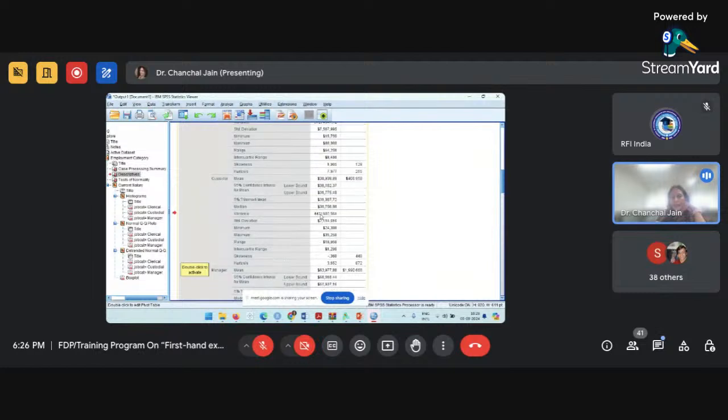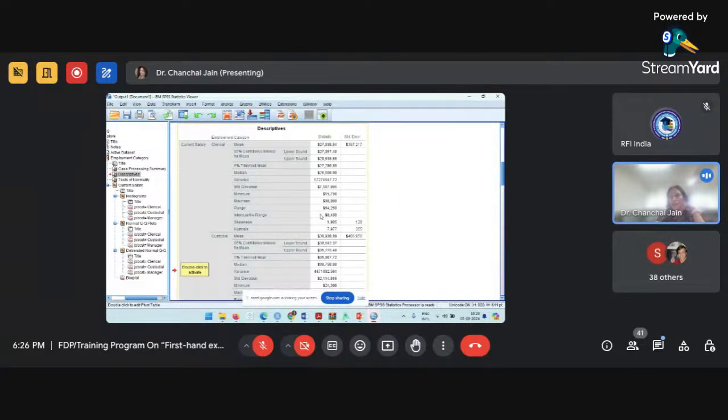So that way, somewhere we can say that if I talk about the normality of the current salary or the different categories, it might be possible that there is some problem in the normality, right? Coming down, looking at the skewness and kurtosis figures, you can see the skewness and kurtosis for the current salary for the clerical staff.